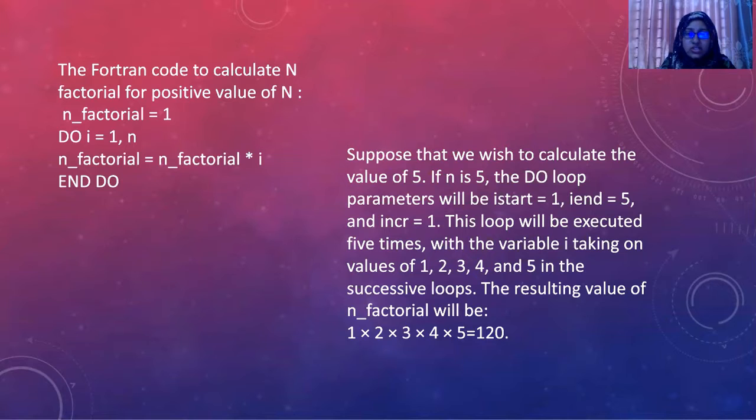Suppose that we wish to calculate the value of 5 factorial. If n is 5, the do loop parameters will be I start equal to 1, I end equal to 5, and increment equal to 1. This loop will be executed 5 times, with the variable I taking on values of 1, 2, 3, 4 and 5 in the successive loops. The resulting value of n factorial will be 1 times 2 times 3 times 4 times 5, equal to 120.